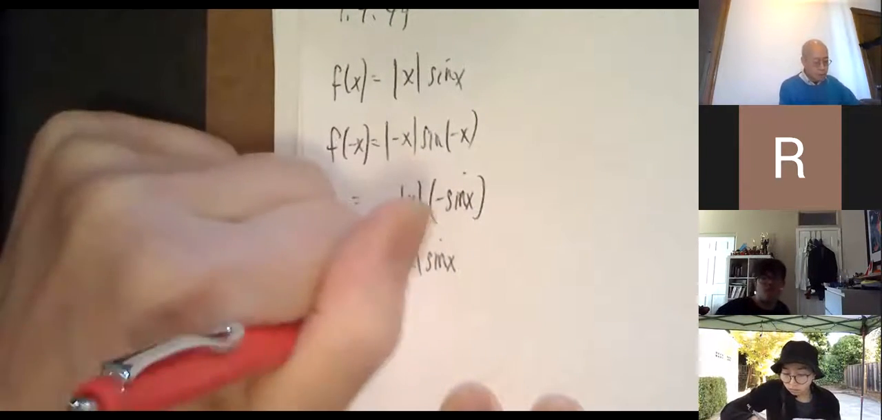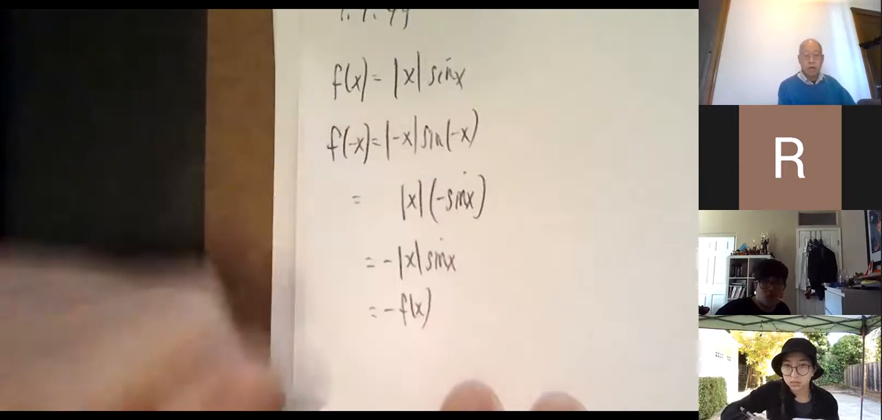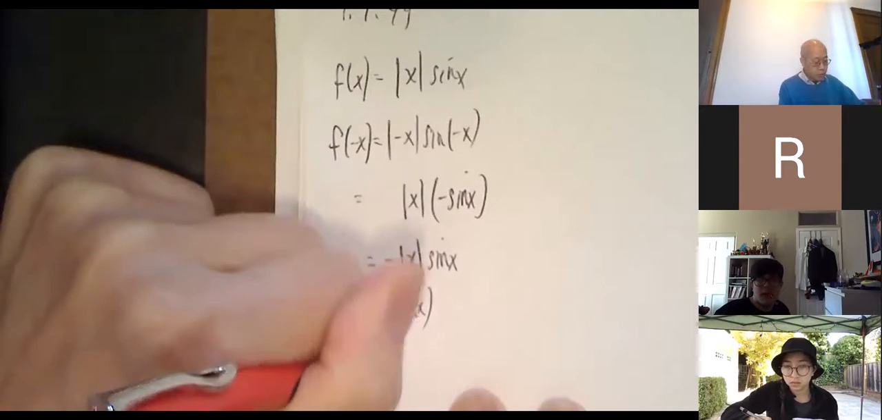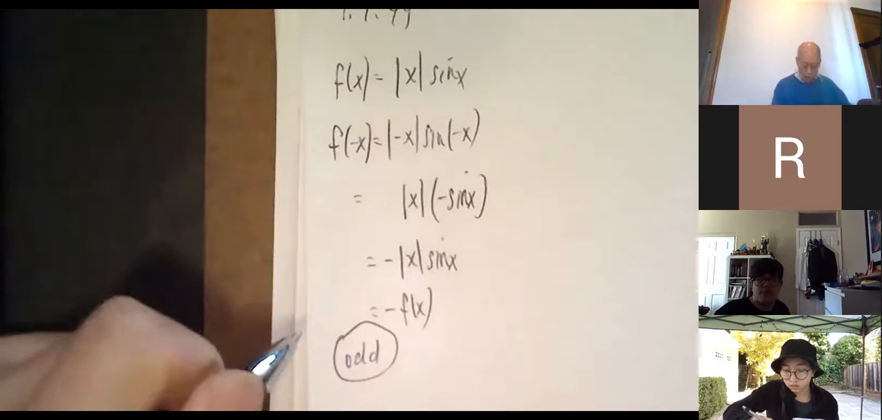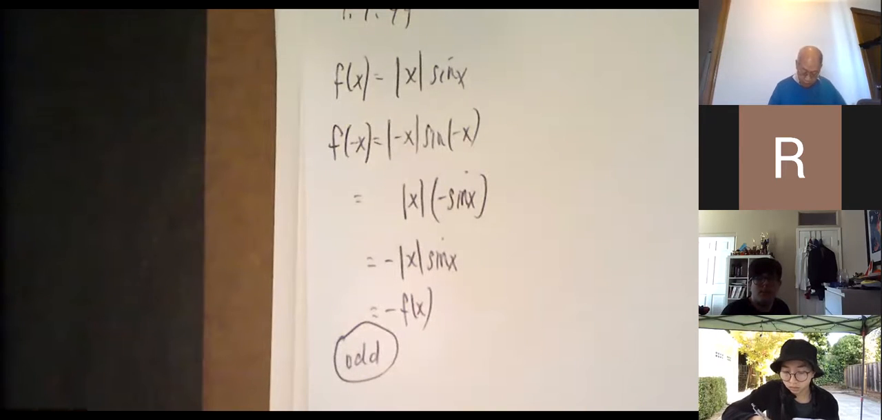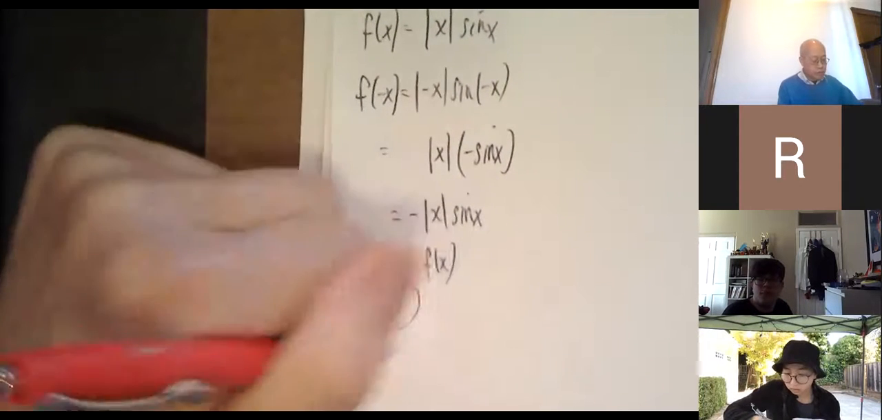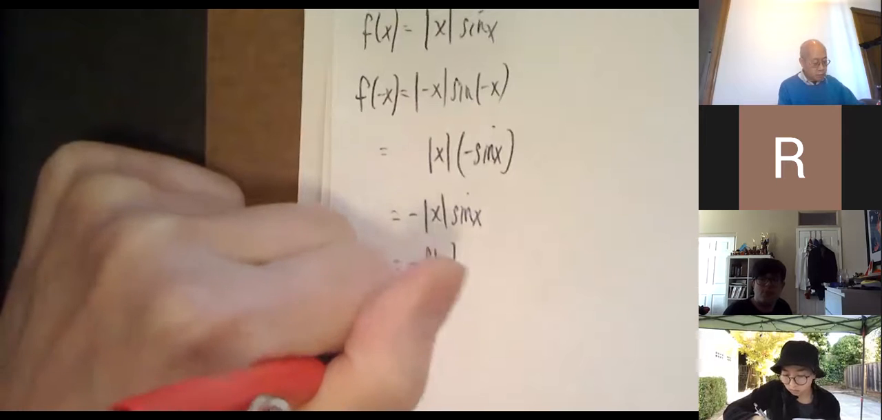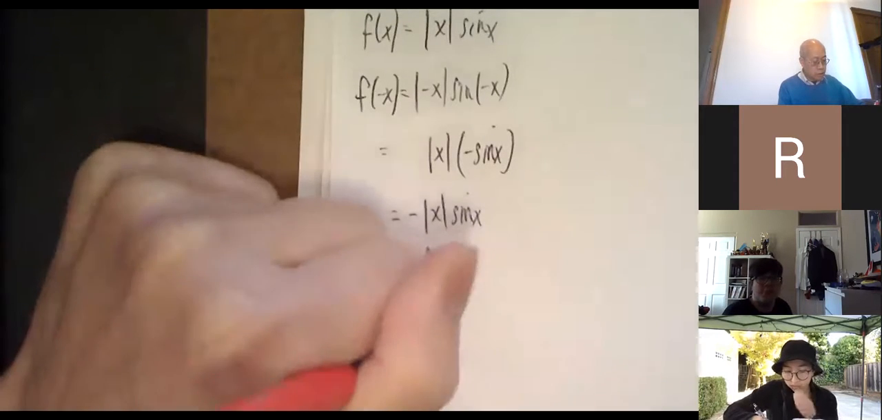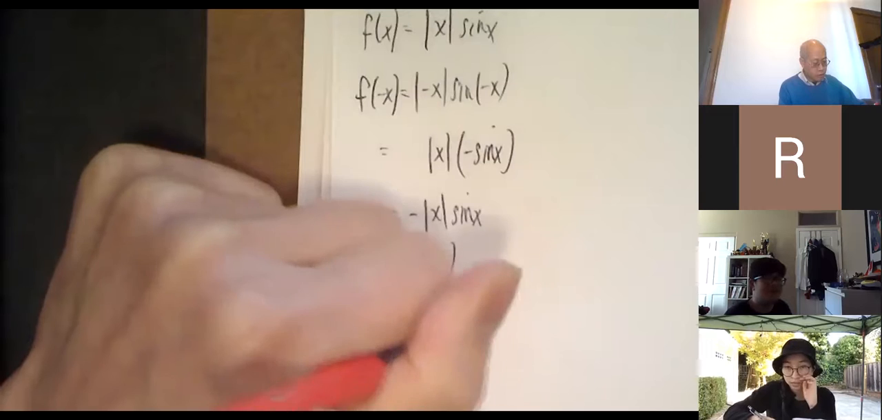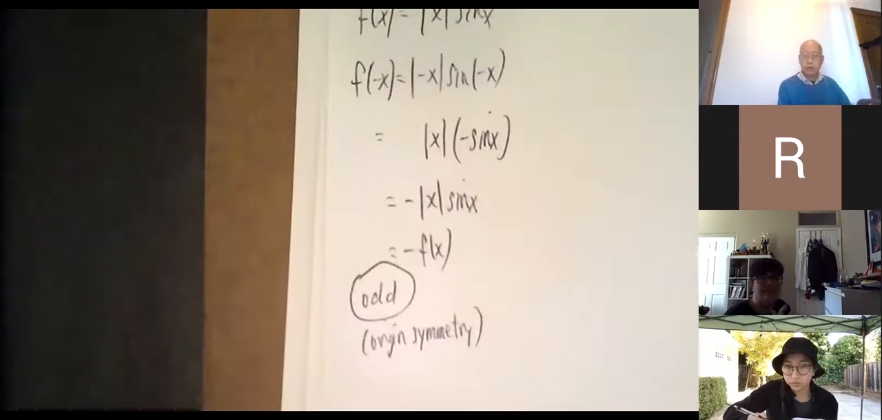It's the opposite. It's the opposite of the original function. So that qualifies the function as being odd. And I think that's all they asked for. Is the function even, odd, or neither? It's odd. Which actually means origin symmetry, if you recall. That's what it means to be an odd function. You're going to have origin symmetry.